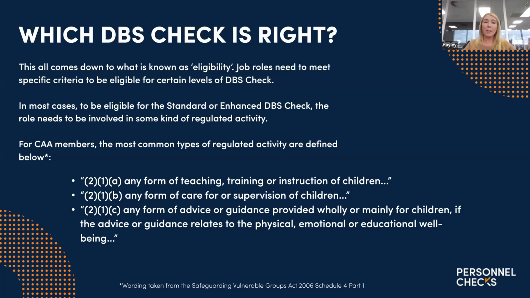In most cases, to be eligible for the standard or enhanced DBS check, the role needs to be involved in some kind of regulated activity. For CAA members, the most common types of regulated activity are defined below: any form of teaching, training or instruction of children; any form of care or supervision of children; any form of advice or guidance provided wholly or mainly for children, if the advice or guidance relates to the physical, emotional or educational well-being.